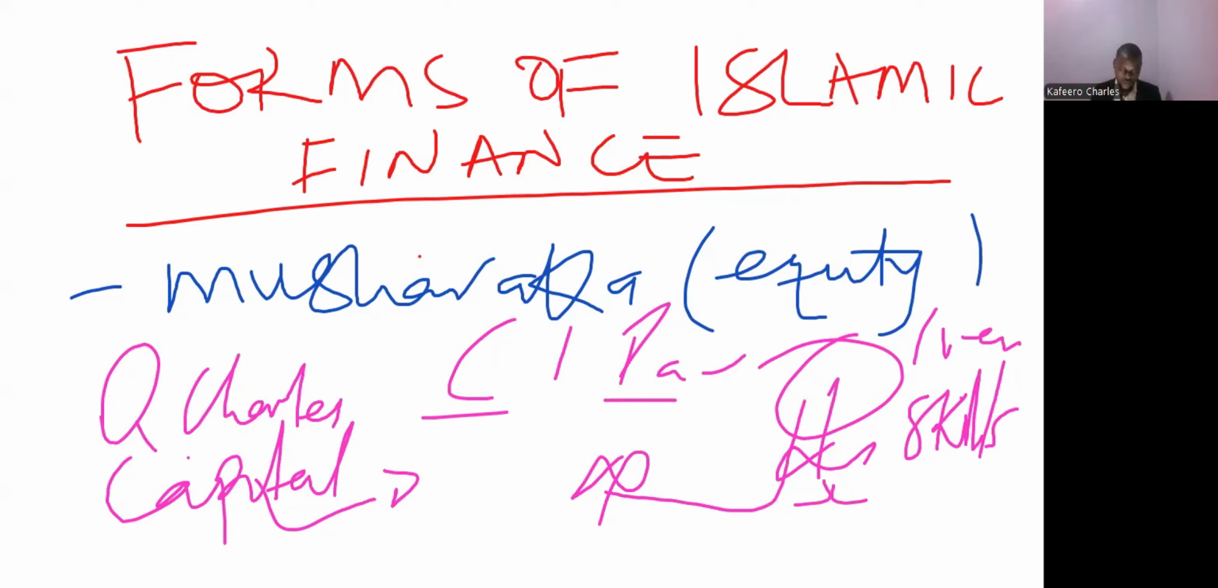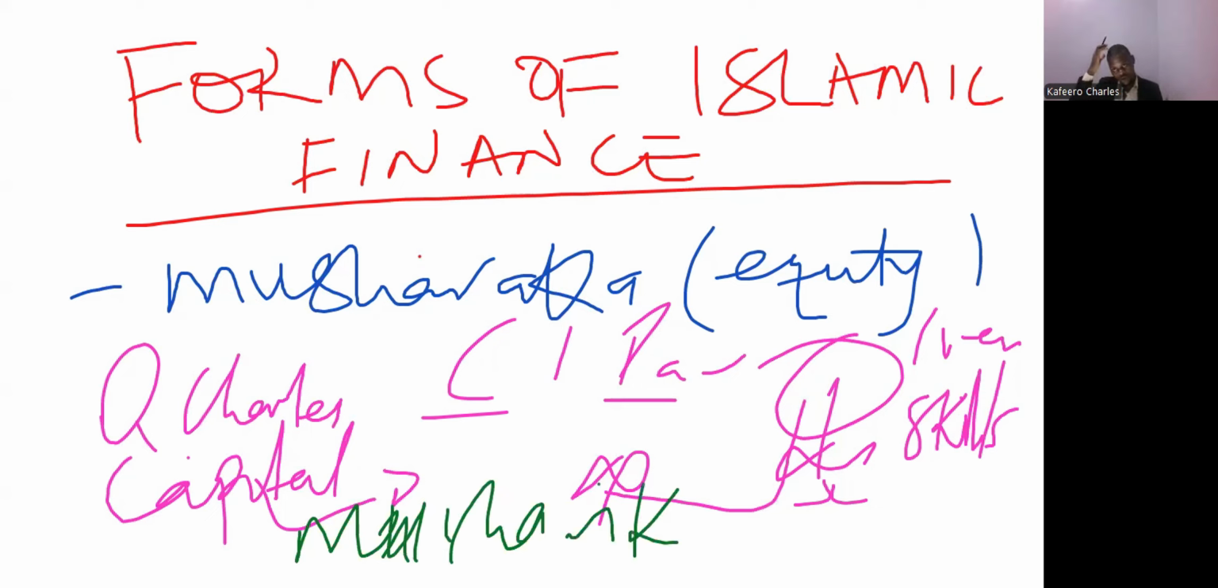So in this arrangement, if you find that both of them are going to be bringing in money, and at the same time, both of them are going to be involved in the management of the business, then we call that musharik. These terminologies, musharik, because everyone is bringing in cash and everyone is going to be engaged in the management of the business.